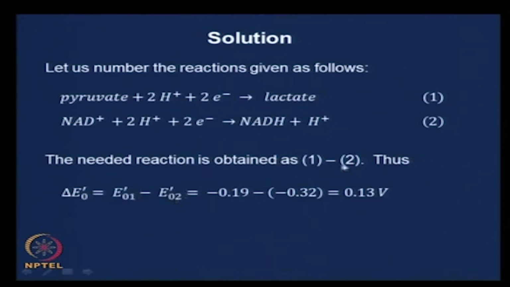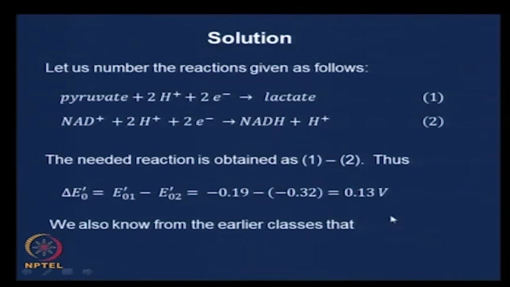Why don't you work it out, 1 minus 2, you would have done this already, check whether 1 minus 2 gives you the reaction that we are looking for. So delta E naught dash equals E naught 1 dash minus E naught 2 dash, which, taking the values from the problem statement, E naught 1 dash was minus 0.19 volts and E naught 2 dash was minus 0.32 volts, is minus 0.19 minus of minus 0.32, which is plus 0.13 volts.